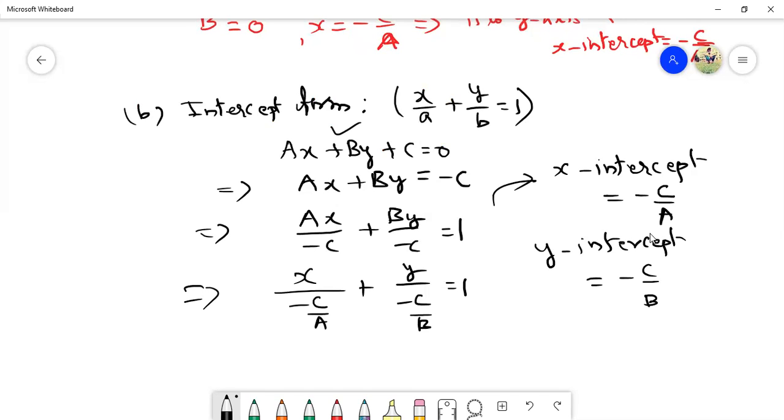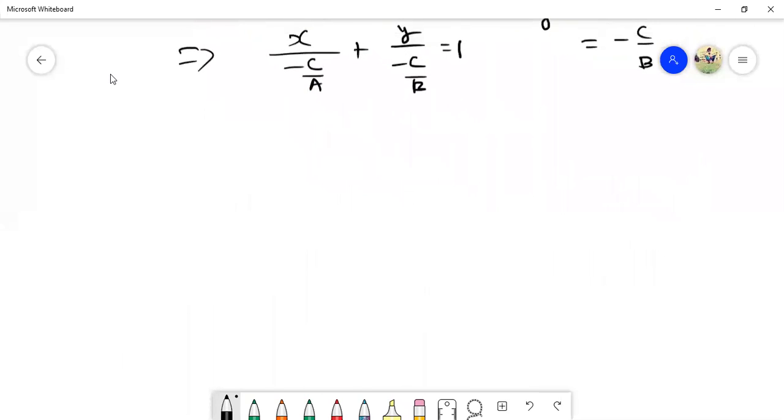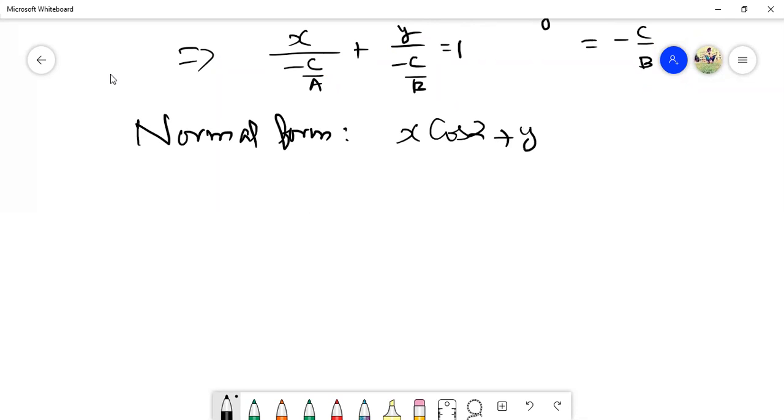Then we have the last one, that is normal form. Normal form of the equation is x cos alpha + y sin alpha = p, where p is the perpendicular distance from the origin to that line and alpha is the angle which the normal makes in the positive direction of the x-axis.